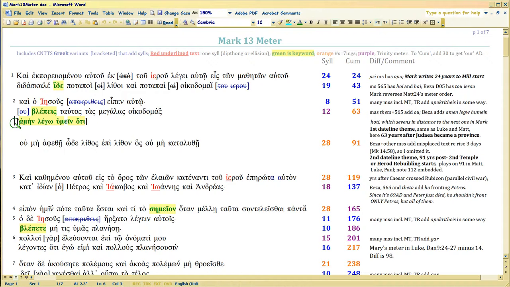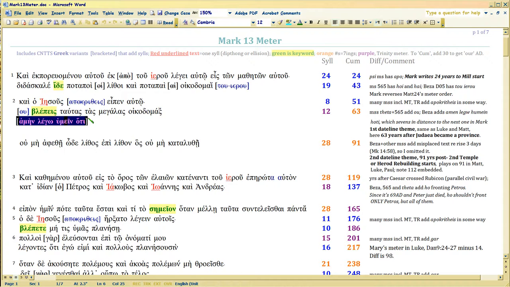You get that, right? Okay, but in Matthew, this is particularly important because every time Christ says, amen lego humin, the distance to the next occurrence of the phrase is divisible by 3 or 7 on purpose. 3, of course, is Trinity meter, so it stresses that Christ is God, and it stresses the unity of the Trinity and their will on a particular event. Okay, but it does have one other function. And Paul uses it the same way.